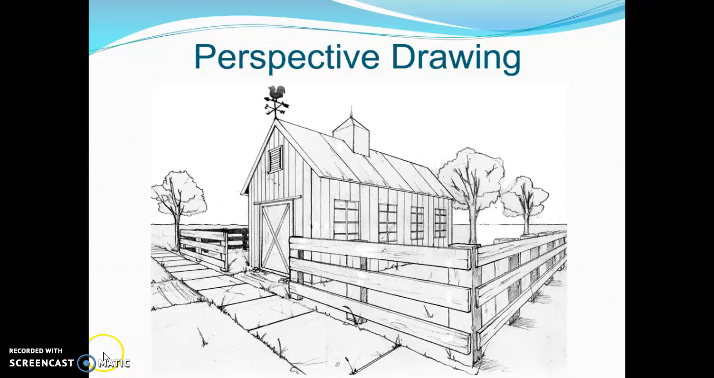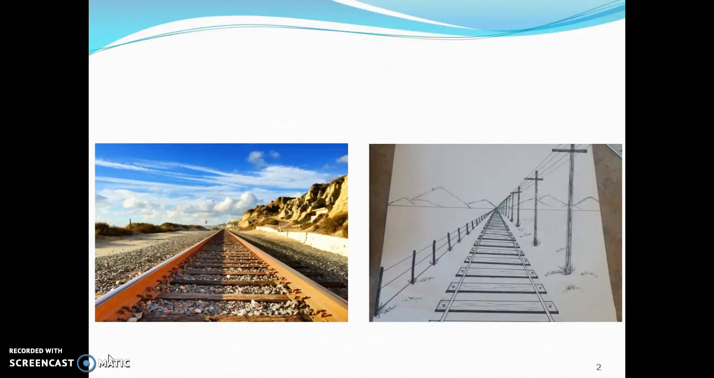Hello, this tutorial is put together to show us how to produce a two-point perspective drawing. In perspective drawing, the objects are drawn in such a way as they are viewed through human eyes. As you can see here, the railroad is drawn in such a way that as it distances from the viewer, it gets smaller in width, and it vanishes on the horizon.